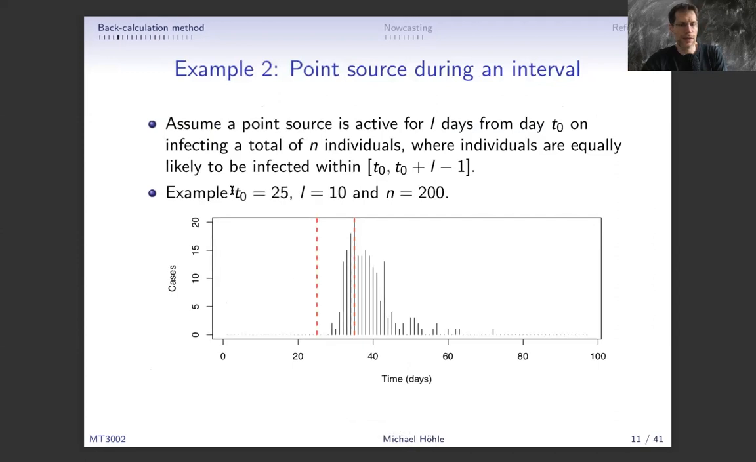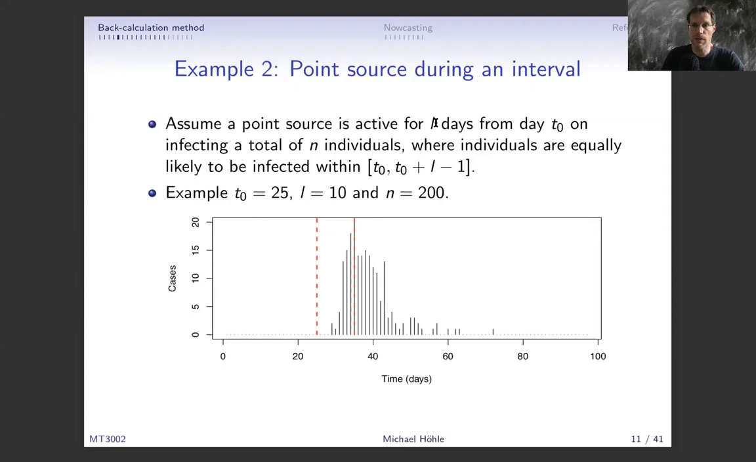So just as a second example, sometimes it's not as easy as a point in time, it's an interval, right? So we start at T0 and it's active for L days. It's in the store, you can buy it in the store. And the question is when it is bought within that interval. I will say each day is equally likely, right? So it's simply the L days where it's active.